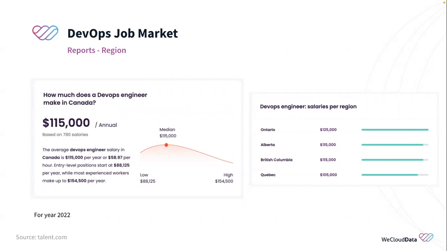Alberta, British Columbia, Quebec, though, are fairly similar in terms of salaries for DevOps engineers in Canada.